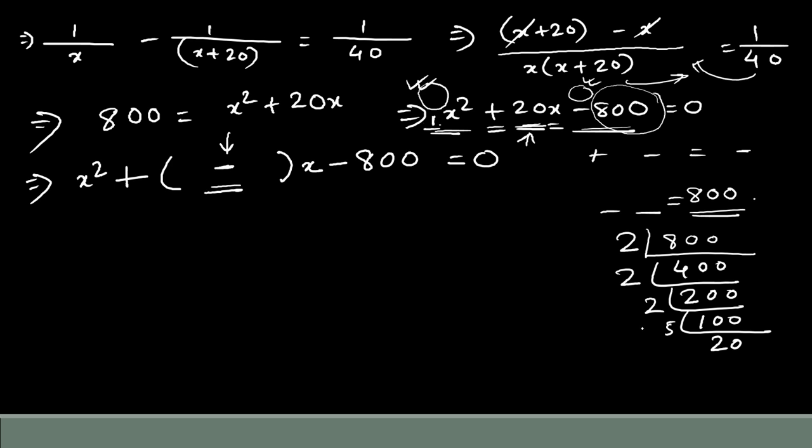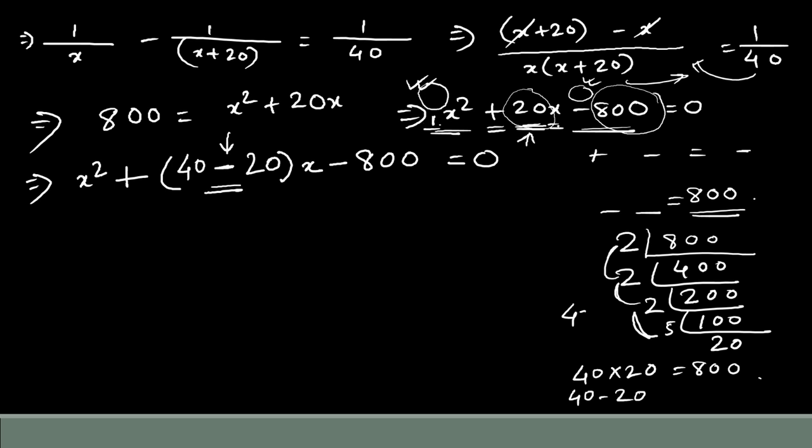If you want you can do it, but I can see from here only, 5 times 2 is 10, 10 times 2 is 20, 20 times 2 is 40. So 40 times 20 is 800, right? And also you see 40 minus 20 is 20, whatever this term was. So if you do 40 minus 20, you get this plus 20x. That is what you need. Okay. So this is how you find the root of a quadratic equation through the factorization method.